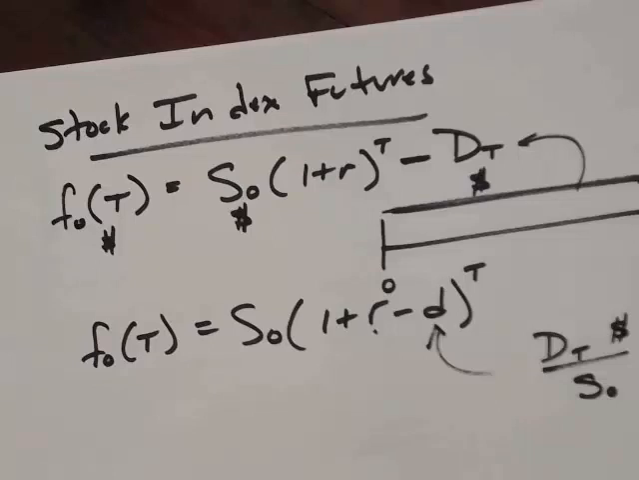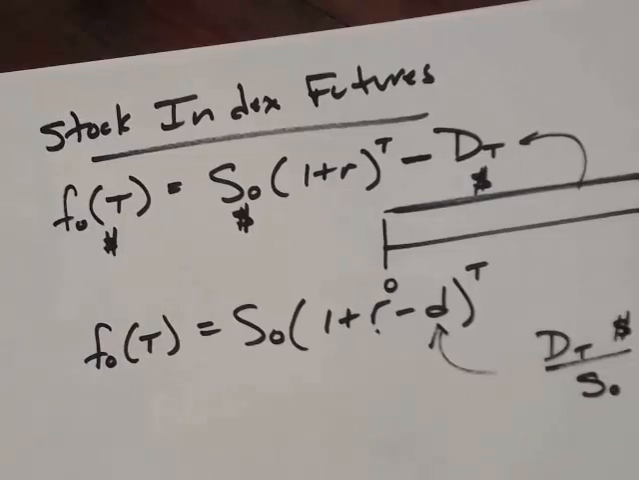Let's do an example, and it's at the bottom of my notes on page 7 or thereabouts in your notes. Suppose the S&P 500 is at 2,500. Well, that sounds like the spot price, right?